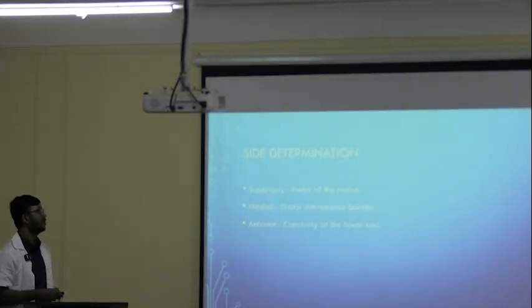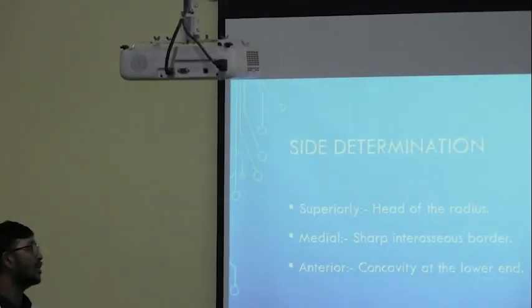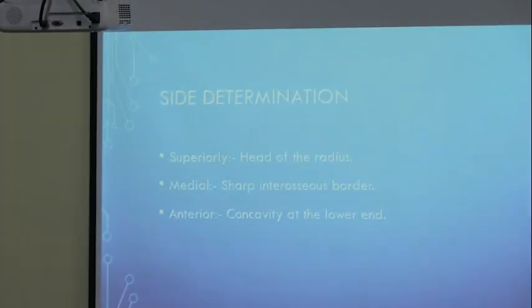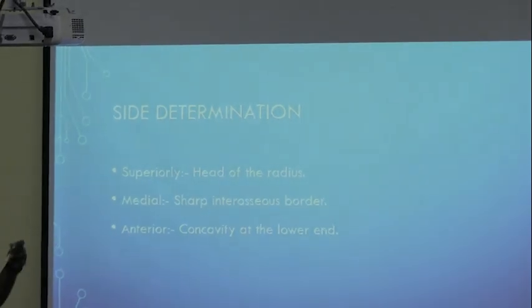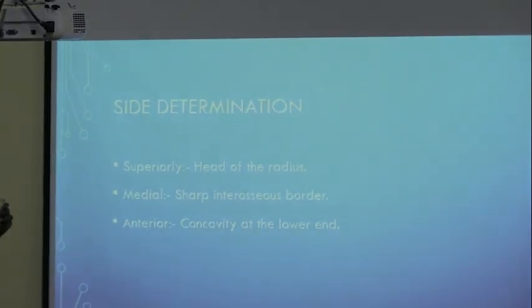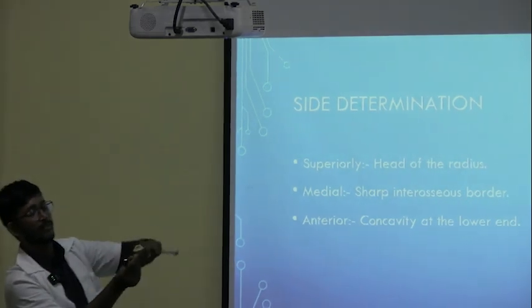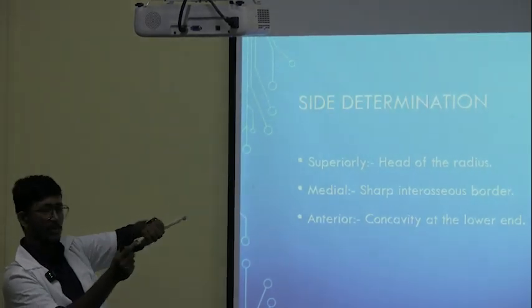Now as I have said, side determination. Superiorly there will be the head of the radius, medially there is the sharp interosseous border, and anteriorly there is a concavity at the lower end. Not this one, this concavity, see. This will be in the lower end.